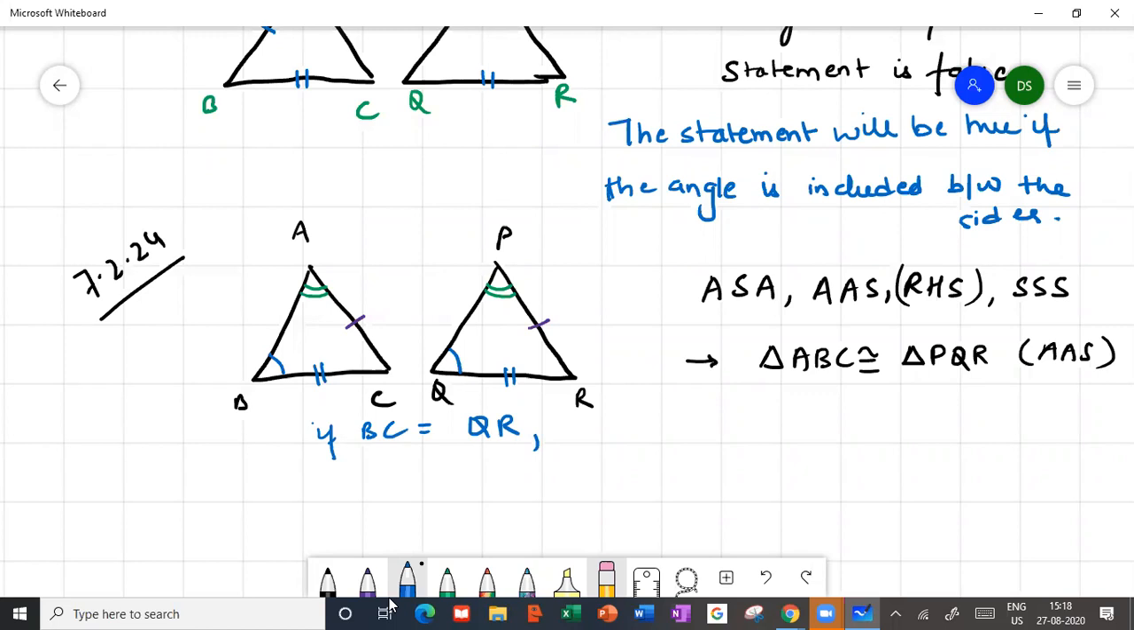Ma'am, what is the total number of congruency rules? Total number. Okay, then we have these, right? One is AAS, ASA, SAS, SSS, and RHS. So I think 5.